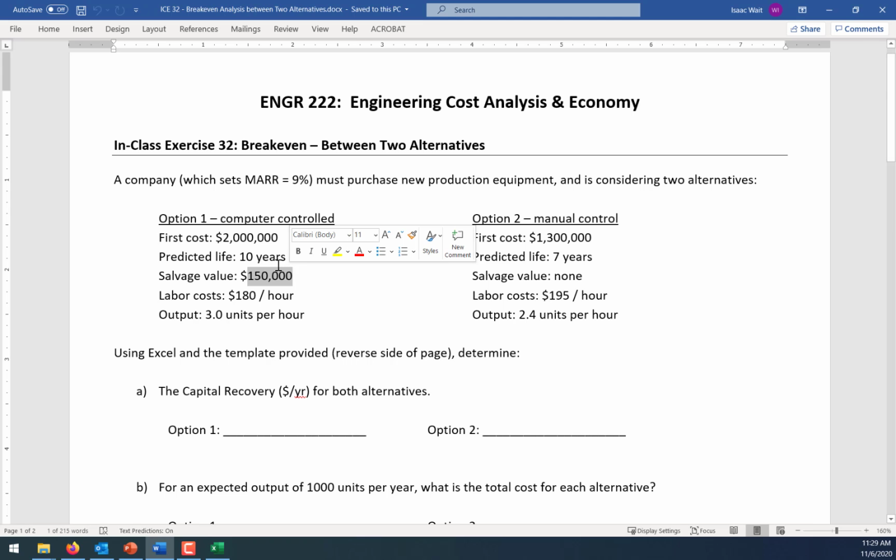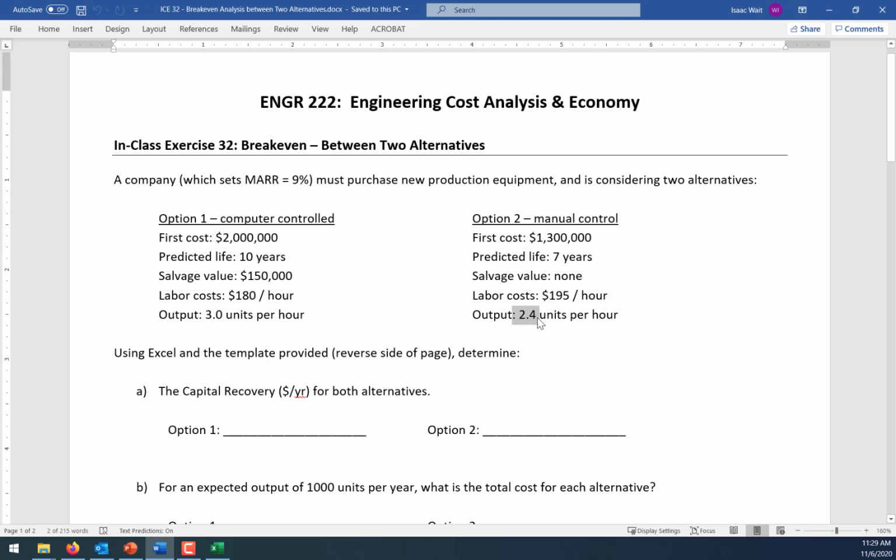The other advantage that it has is that the labor costs are lower. It might be the case that it doesn't require a skilled operator in the same way that manual control does, or maybe it needs fewer people to operate that piece of equipment. So the labor cost per hour is less, and it works more quickly. Whatever this machine is, when it's in operation, it can make 3 widgets an hour. Whatever it's making, it can do 3 of them an hour.